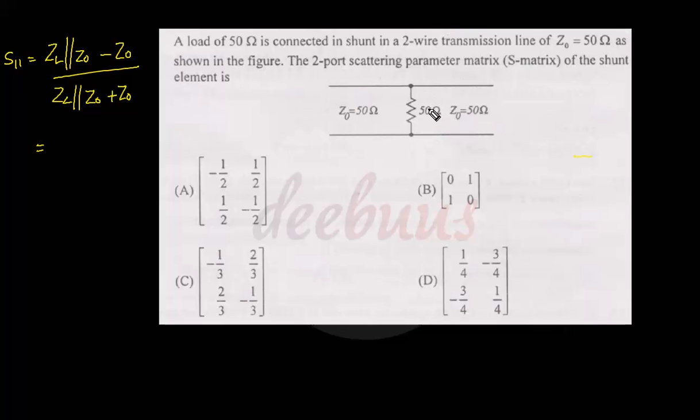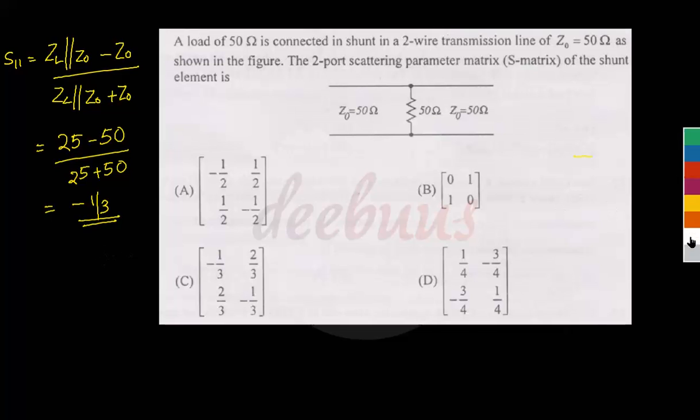Here the load impedance is 50 ohm and the characteristic impedance is 50 ohm. That means 50 parallel 50 is 25. 25 minus 50 divided by 25 plus 50, that is minus 1 by 3. S11 equal to minus 1 by 3. Similarly, we can evaluate S21 or S12. Here S12 equal to S21 because it is a reciprocal network. Looking from the left and similarly looking from the right, it seems to be the same. So it is basically a reciprocal network.